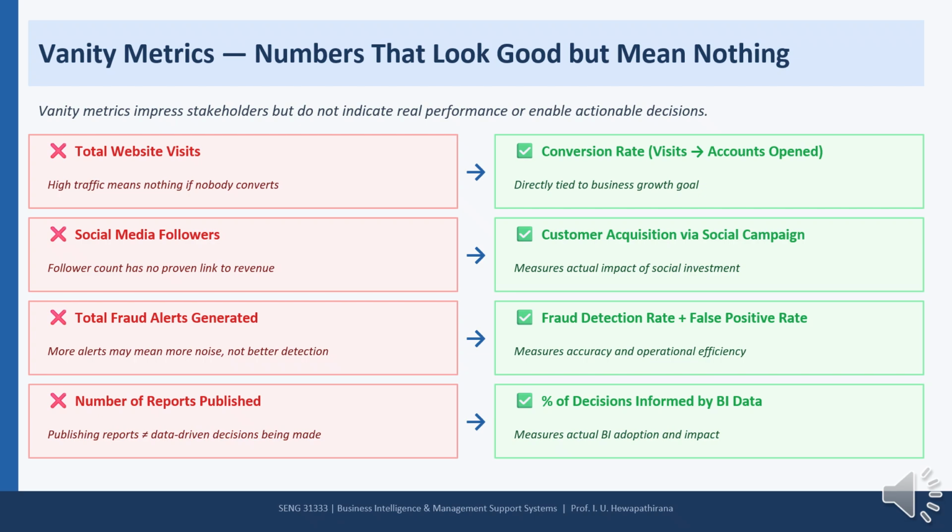The first example: total website visits versus conversion rate. Getting 1 million visits to your website sounds impressive. But if none of those visitors are opening accounts or making purchases, the traffic is meaningless. The conversion rate, the percentage of visitors who actually complete a valuable action, is what matters strategically. Second, social media followers versus customer acquisition via social campaign.